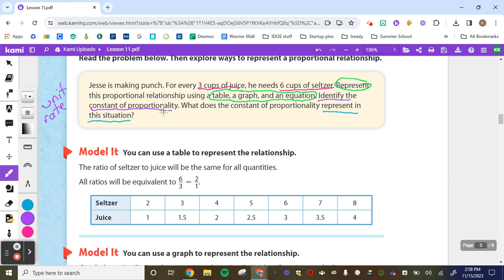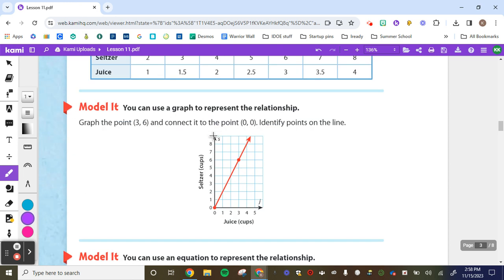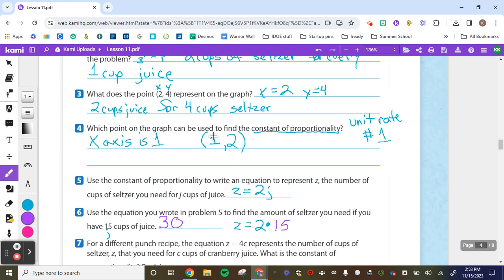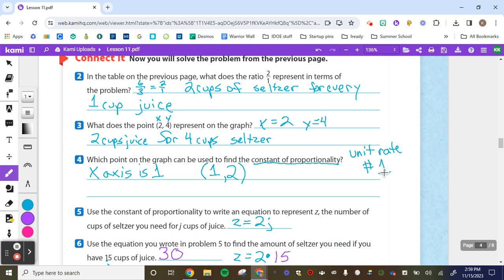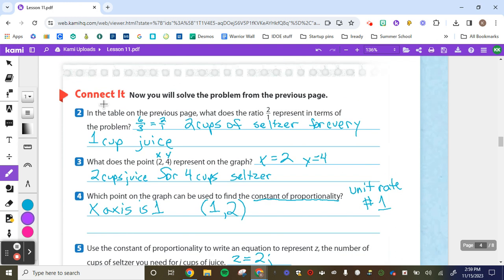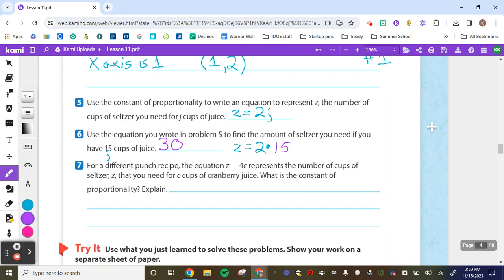Did we identify the constant of proportionality? Yes, we did. We said the constant of proportionality was 2. And did we say what the constant of proportionality represents in this situation? We did not. It did not answer that question, unless I'm confused. Oh, yes, it does. That was our very first question, number 2. What does the ratio 2/1 represent in terms of the problem? 2 cups of seltzer for every 1 cup of juice. So we have answered every part of this question.